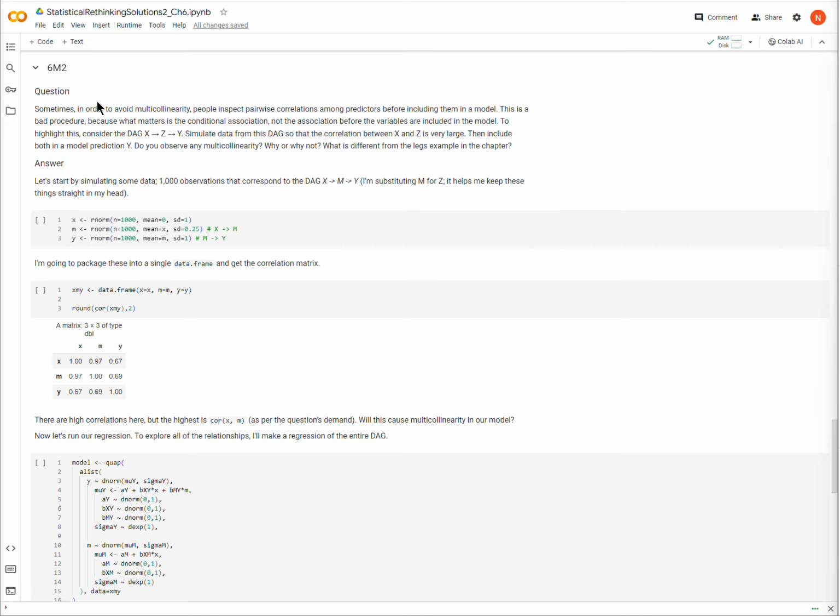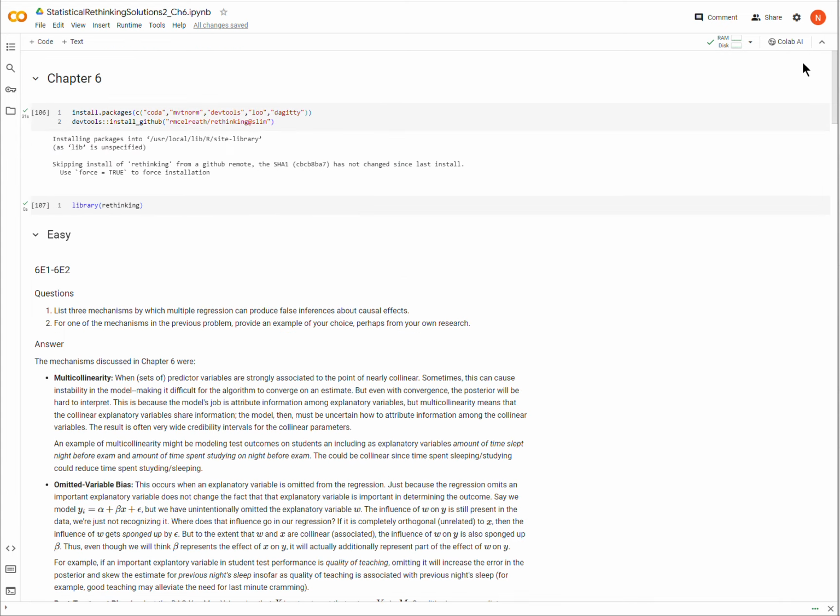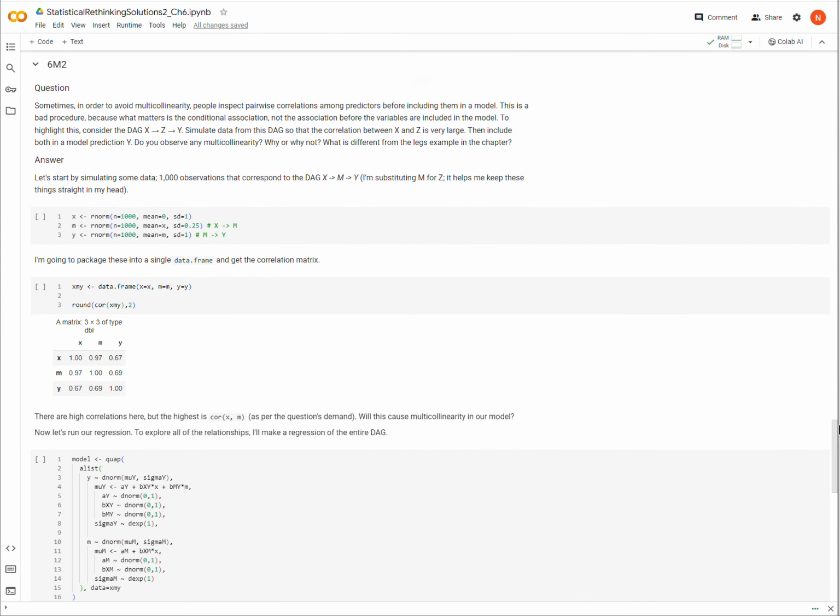Question 6M2 from Statistical Rethinking, second edition. Before you run any of this code, make sure you have installed and loaded the rethinking package with these first two code blocks here. And let's get into it.